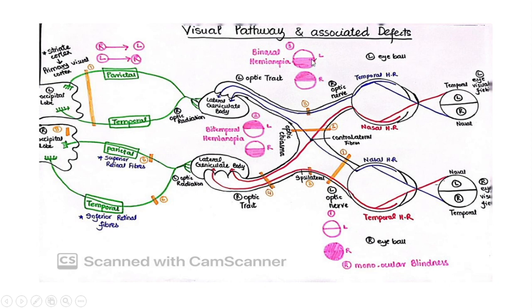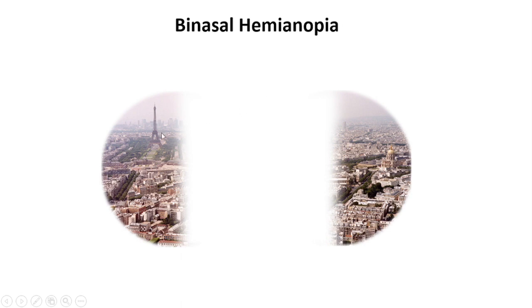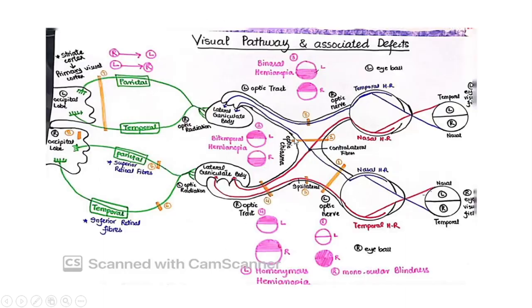So what is happening here is that this is the nasal field of the left side and this is the nasal field of the right side. It means the nasal sides of both eyes' visual fields are affected. That's why it is called binasal hemianopia. Both temporal sides are preserved, while the nasal sides are affected.